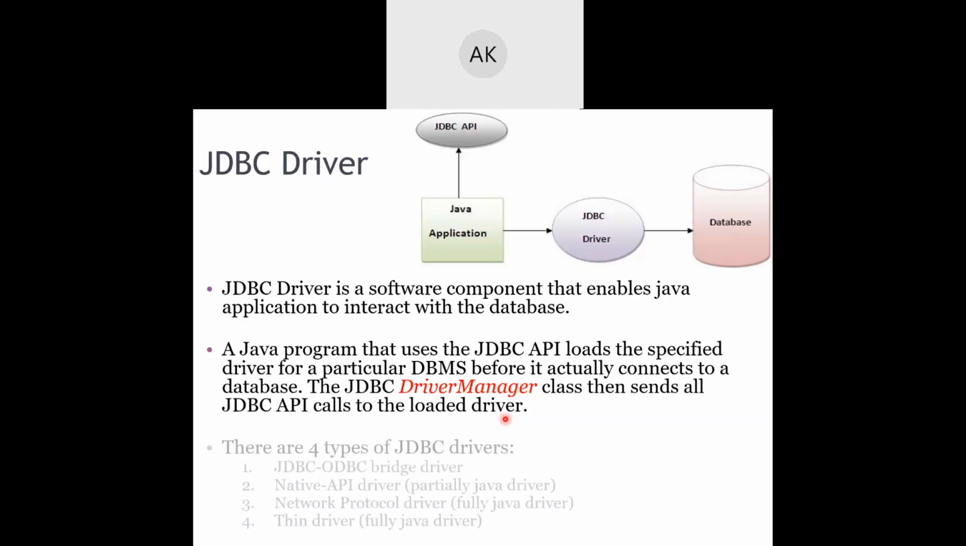Now, how many types of JDBC drivers are there? There are 4 different types of drivers. The first type is the JDBC-ODBC bridge driver. ODBC already existed, right? So what Java developers did was develop JDBC, which interacted with ODBC, and ODBC interacted with the databases. So we had the JDBC-ODBC bridge driver.